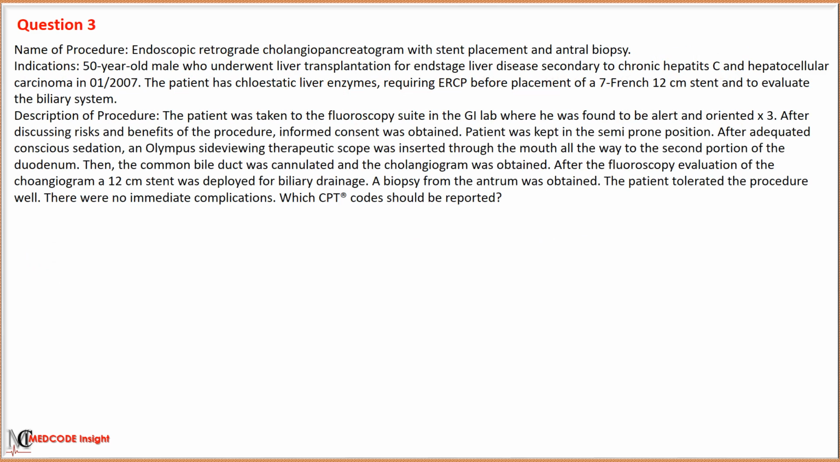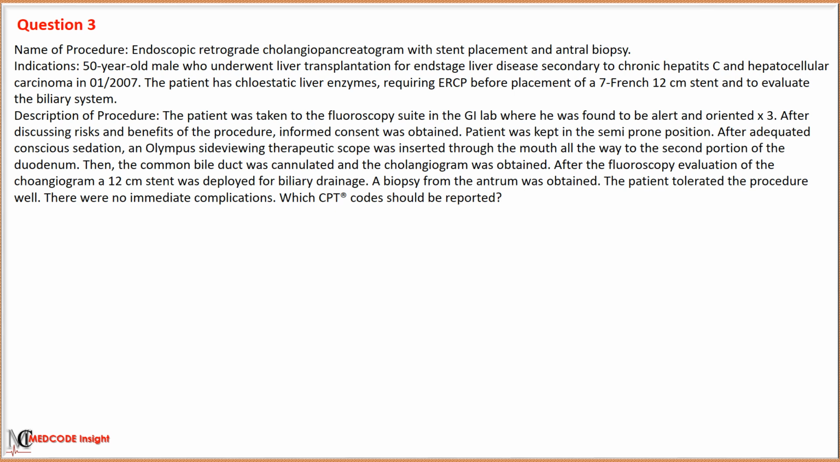Name of procedure: endoscopic retrograde cholangiopancreatogram with stent placement and antral biopsy. Indication: 50-year-old male who underwent liver transplantation for end-stage liver disease secondary to chronic hepatitis C and hepatocellular carcinoma in 2007. The patient has cholestatic liver enzymes, requiring ERCP before placement of a 7 French 12 cm stent and to evaluate the biliary system.